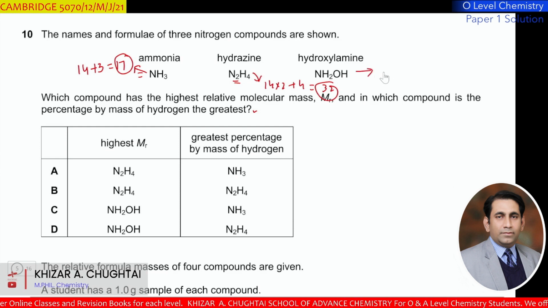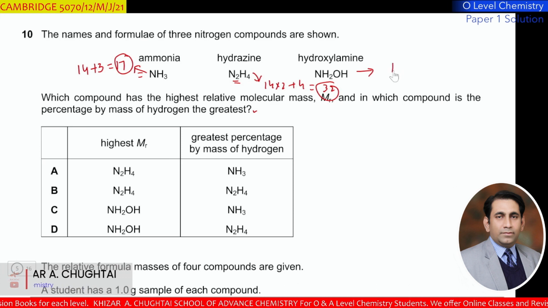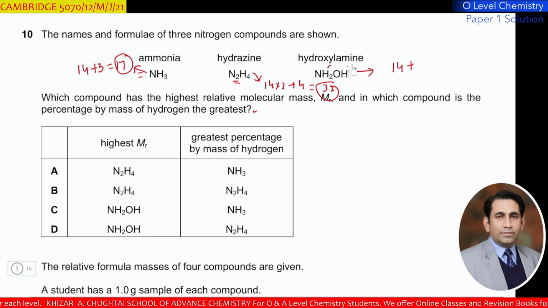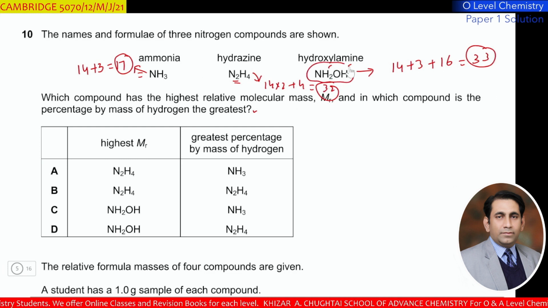What about hydroxylamine? NH2OH: 1 nitrogen is equal to 14, plus 3 hydrogens, plus 1 oxygen, that is equal to 33. So the highest answer goes to NH2OH. So either C or D could be the correct option. The highest Mr goes to NH2OH.